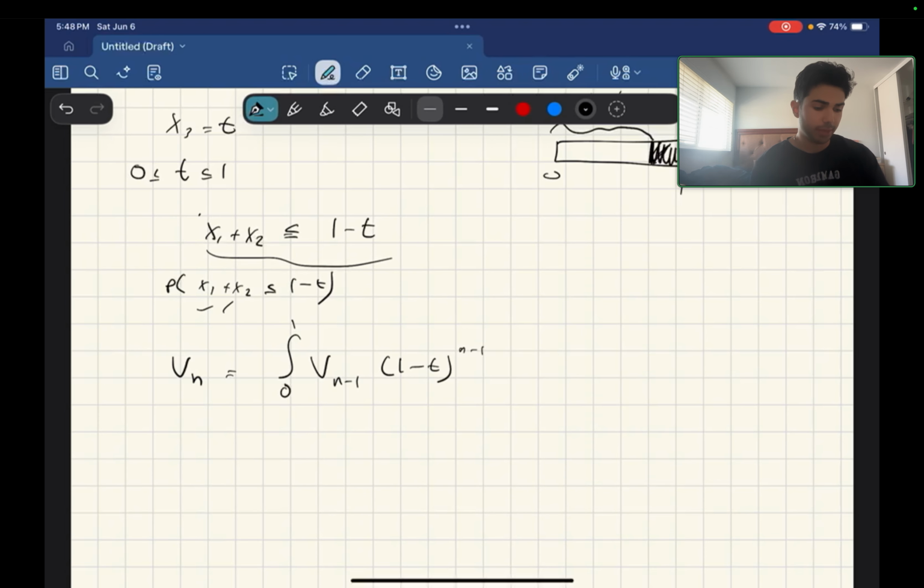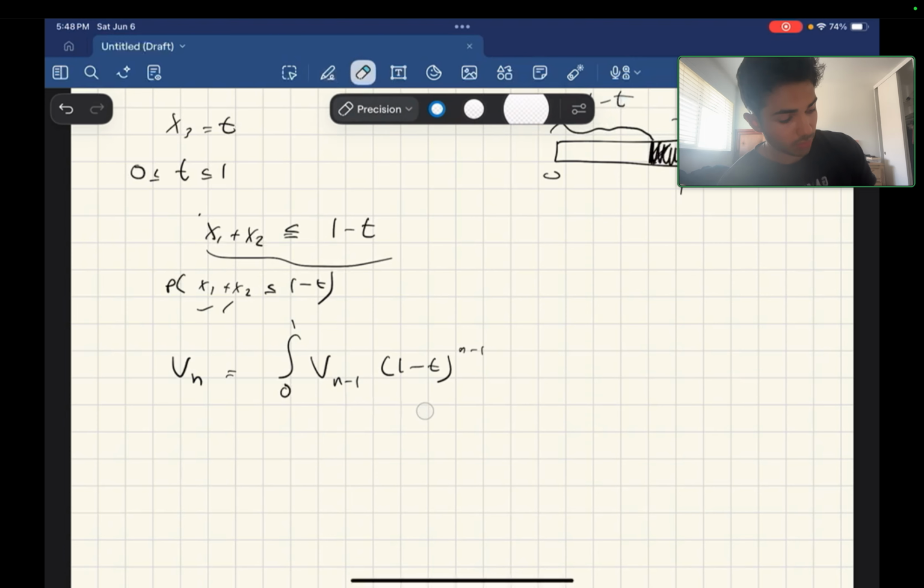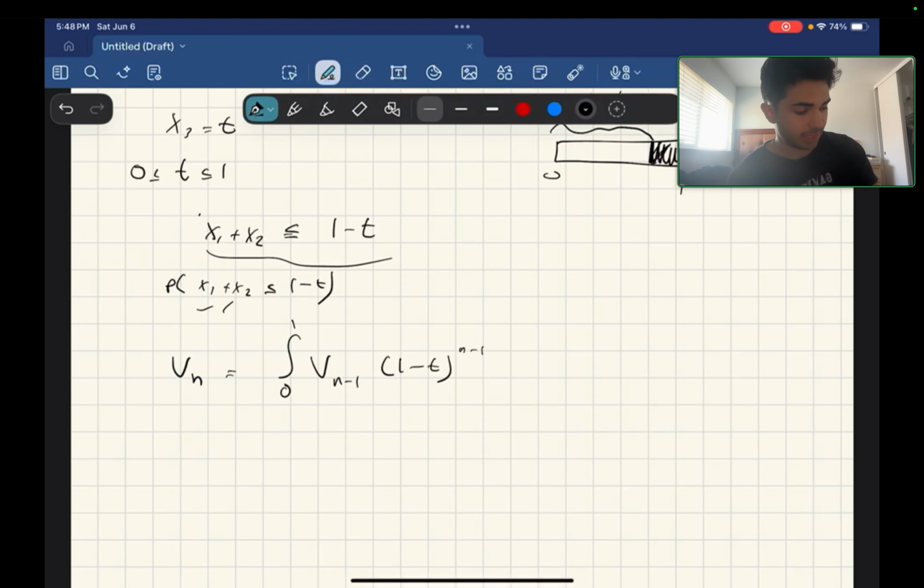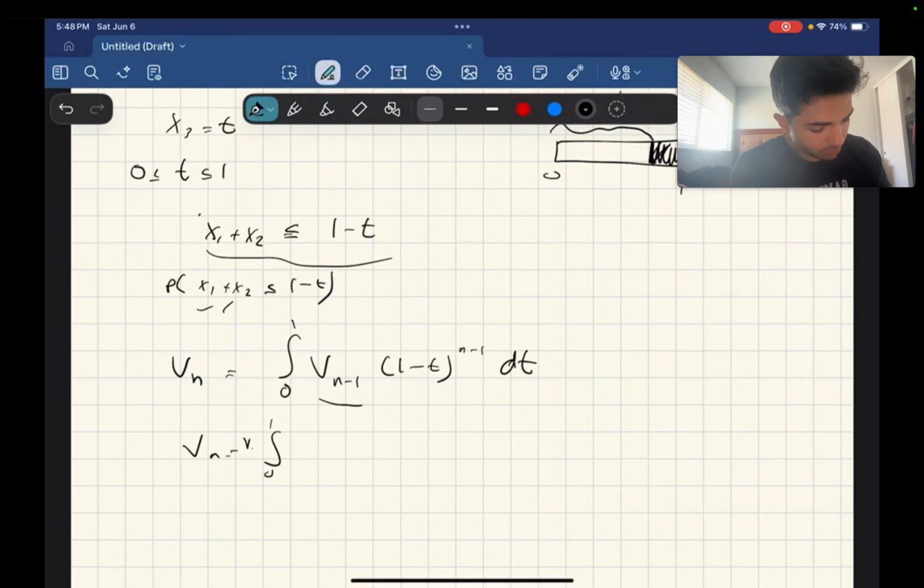And now you're saying, okay, v sub n minus 1 was a 2-dimensional thing, right? V sub n is 3-dimensional. If we multiply a 2-dimensional by some scaling factor, we're going to stay in the 2nd dimension. But we can't forget the classic dt, which gets us that 3rd dimension. Okay? We can take out v sub n minus 1 because it's a constant. 1 minus t to the n minus 1 dt.